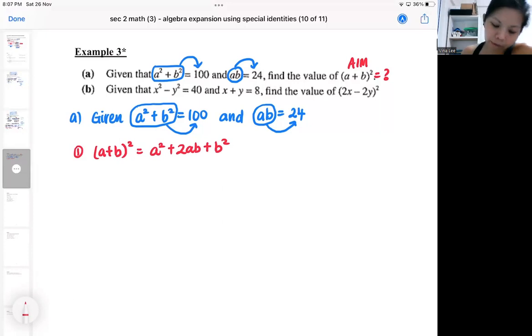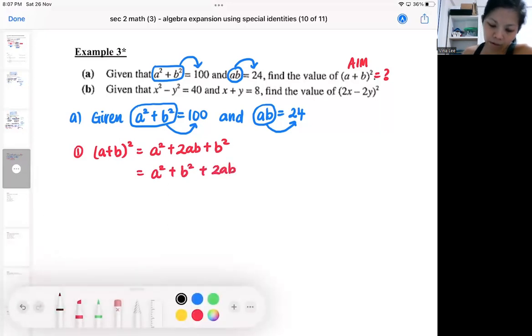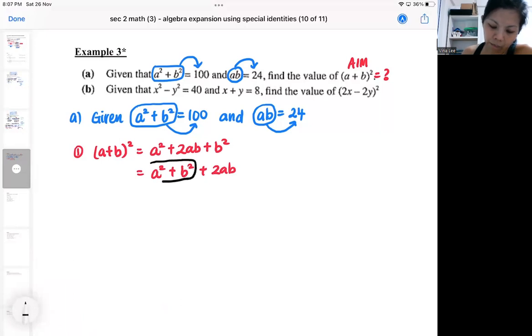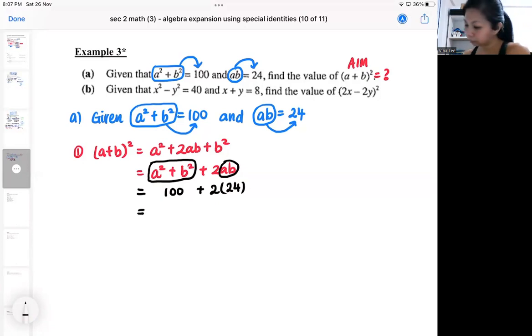After you write out Formula 1, you do some reshuffling. Why am I doing some reshuffling? I'm doing the reshuffling so that I can see that this block is 100, and so that this block is a 24. Then you punch calculator, so you get a 148.